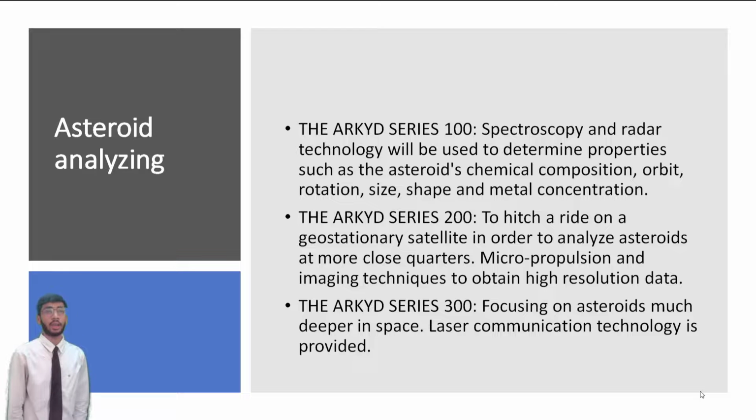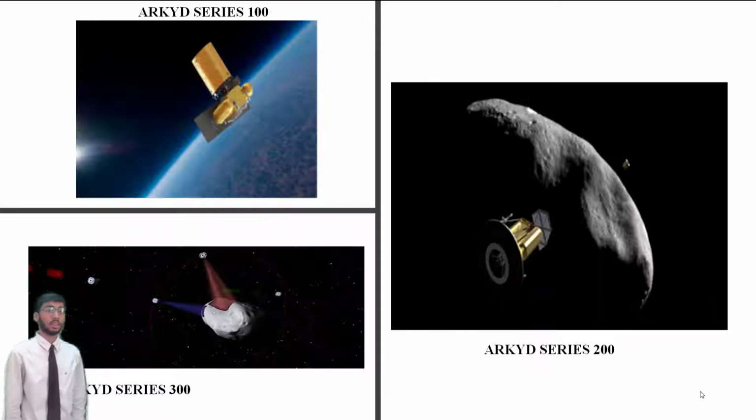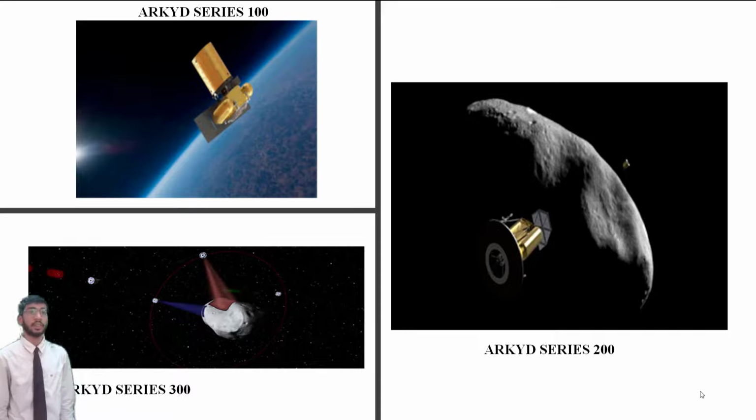The next is the Archive 200 series, a geostationary satellite, to analyze asteroids at closer quarters. Micro propulsion and imaging technology can obtain high resolution data in this satellite. The next is the Archive 300 series, focusing on asteroids much deeper in space. Laser communication technology is provided in the Archive 300 series. So on the next slide we see the images of the Archive series 100, 200 and 300.